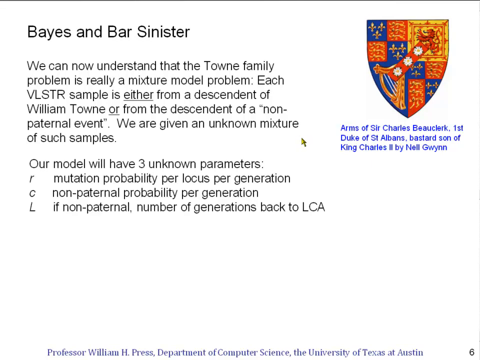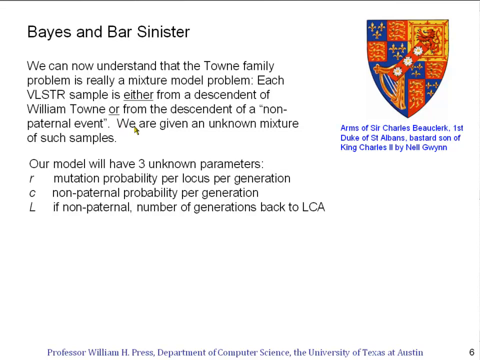Our model has three unknown parameters. The first of these is exactly the parameter that we saw before in segments 6 and 15. It's the mutation probability per locus per generation. Now we also need a new parameter. This is going to be analogous to the mixture parameter S that we saw previously in the workup. Here we're going to call it C, and it's going to be defined as the non-paternal probability per generation. So C is the probability, if I'm a Towne, that I'm not my father's son.